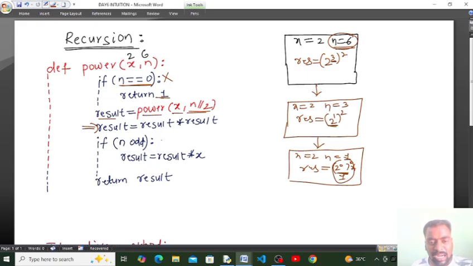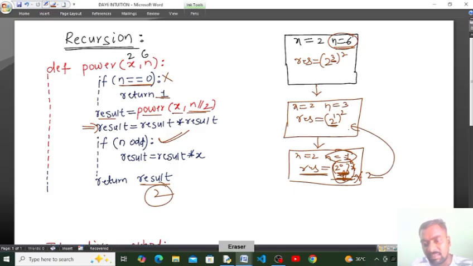My result is 1. And if n is odd, power is odd. Here n is what? 1. 1 means odd power. If power is odd, then to this result, to this 2 power of 0 result, you have to multiply x, which is 2. So what is my final result here? It will be 2. So what is my 2 power of 1 value? 2. So take this value for previous step. So what is my 2 power of 1 value we got? It is 2.